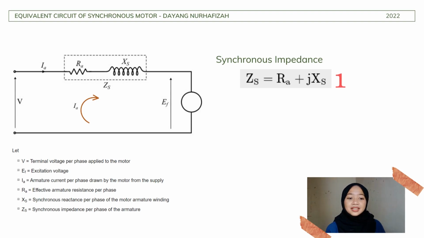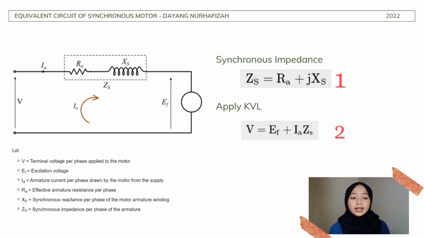The first step is to calculate the synchronous impedance, which is the sum of all impedances in the circuit. Here, the first equation is ZS equals RA plus jXS. Then the next step is to apply KVL to the circuit. From the left side, we have V equals ZS times IA plus EF, and that is how we get the second equation, V equals EF plus IA ZS.